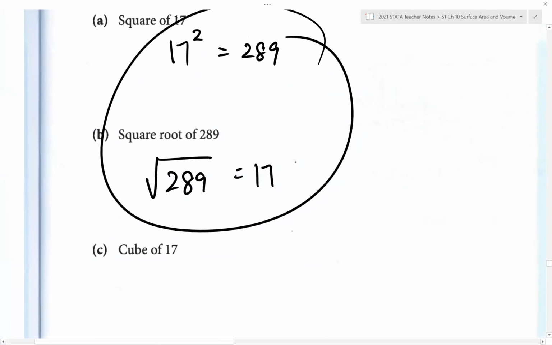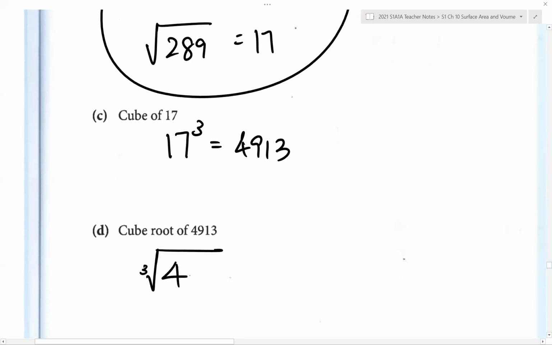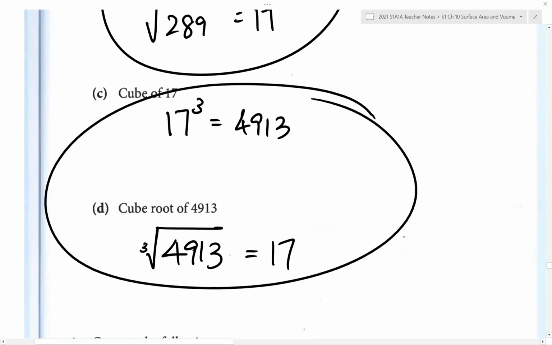Okay, Brian, what's the cube of 17? What should I write? 17 to the power of 3. Yes. 4913. What is the cube root of 4913? Watch how you write the cube root. A tiny 3 for the root, and then 4913, very big. What's the answer? 17. Notice that these two are related as well.